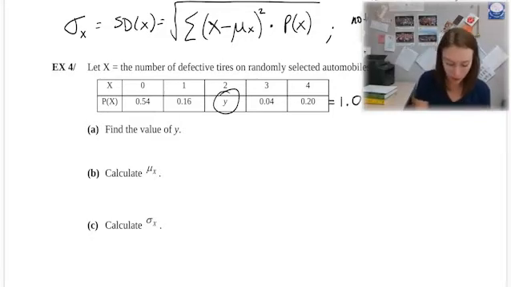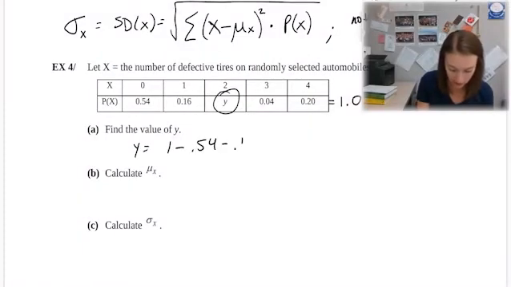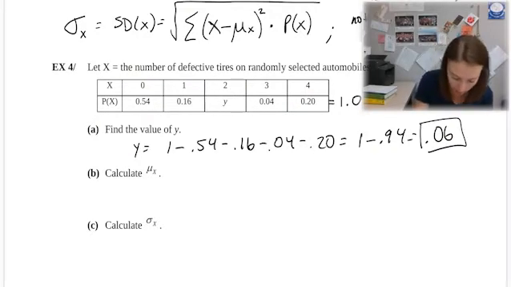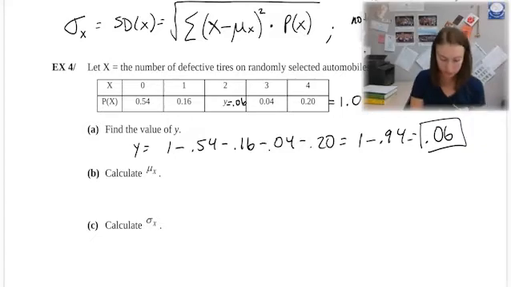So I can find y by taking 1 and subtracting the ones I have, so that they can all add to 100%. So 1 minus 0.94 is going to give me 0.06. So y is going to equal 0.06.